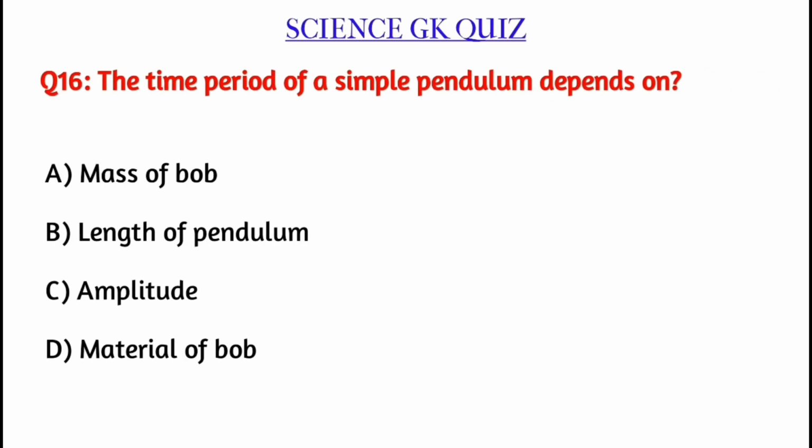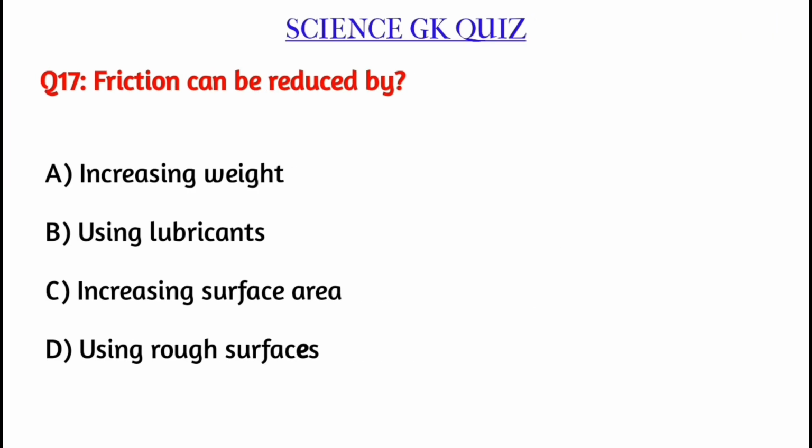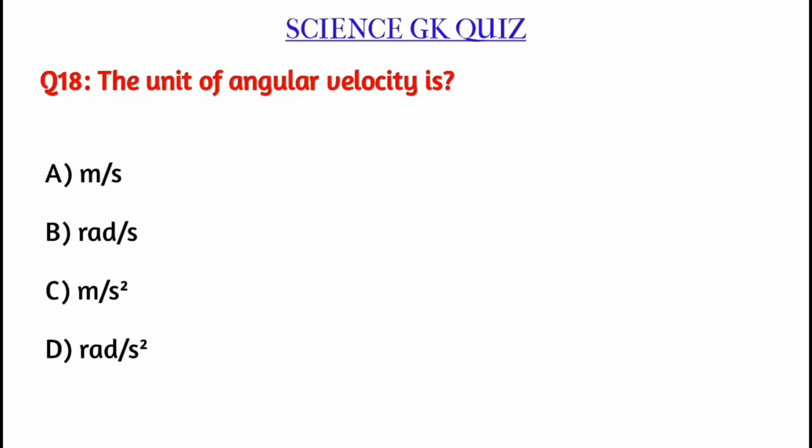Question number 16. The time period of a simple pendulum depends on... answer B, length of pendulum. Question number 17. Friction can be reduced by... answer B, using lubricants. Question number 18. The unit of angular velocity is... answer B, rad per second.